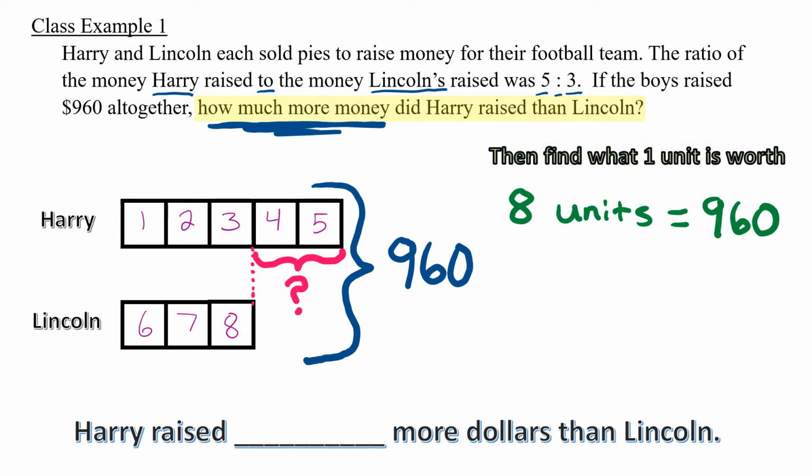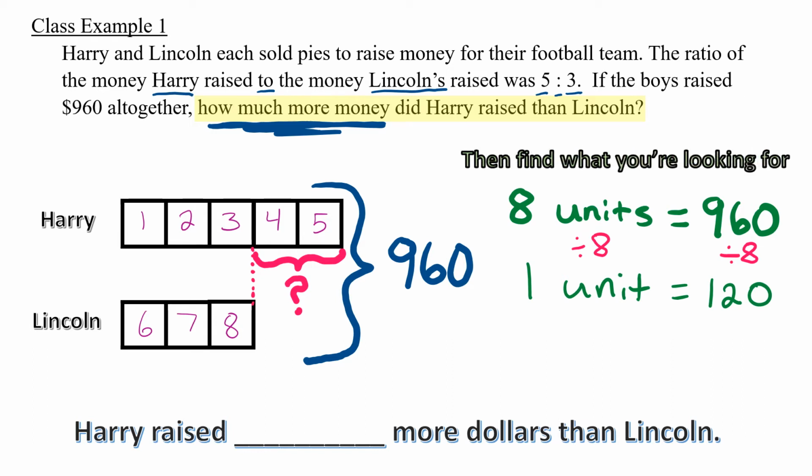Then, once you have that, you can try to find what 1 is worth. What is 1 unit worth? We can get from 8 to 1 by dividing by 8, so we're going to do 960 divided by 8. 960 divided by 8, when you do that on a calculator, will come out to 120, which means that each box is worth $120. And you can fill those in now if you'd like to. You don't have to fill in the 120s into every single box, but it's important to know that's what's going on.